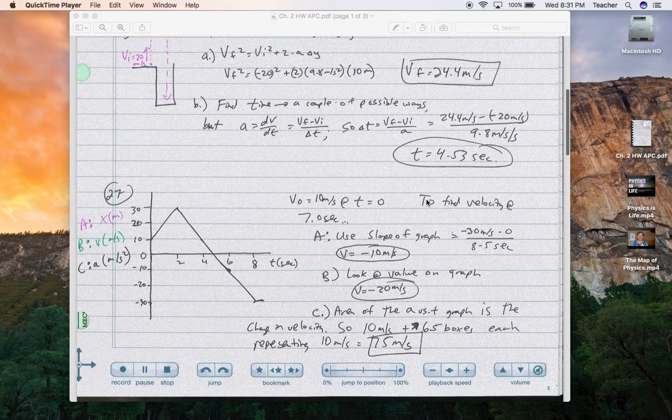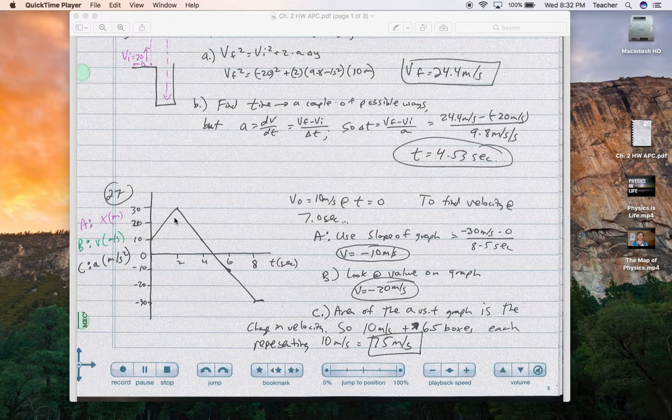For number 27, we've got a rocket, and actually no, we don't. We've got 3 graphs. They all start at 10, go to 30, end up at negative 30 after 8 seconds. Particle A is a position-time graph, particle B a velocity-time graph, particle C an acceleration-time graph. So it's pretty cool. You're told the initial conditions are at 0 seconds. You're initially at 10 meters per second, which definitely agrees with B. It agrees with the slope of graph A. And for graph C, it doesn't matter. We don't have that information about initial velocity.